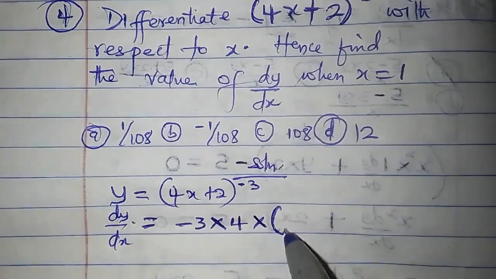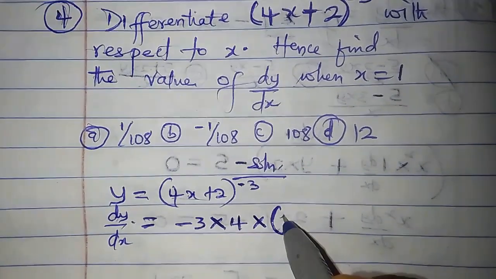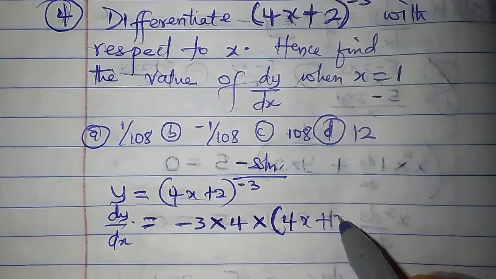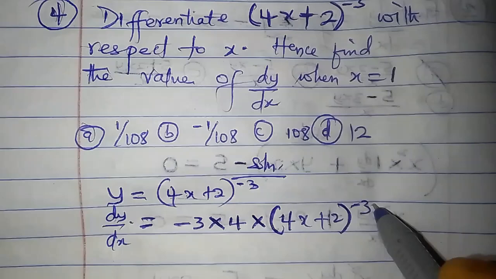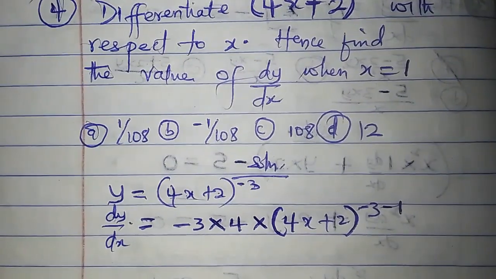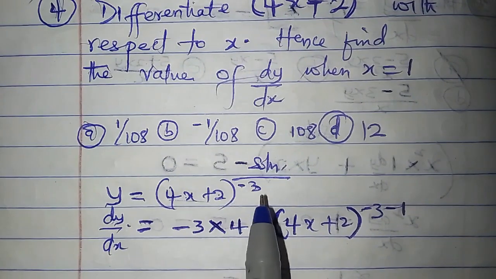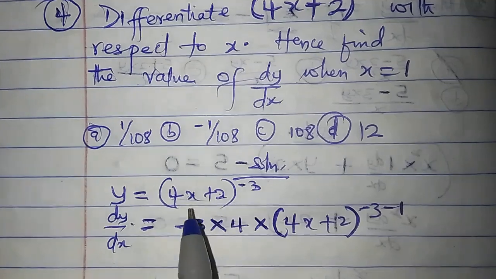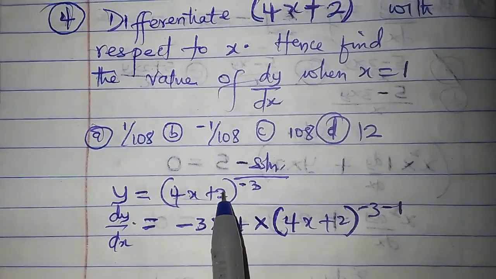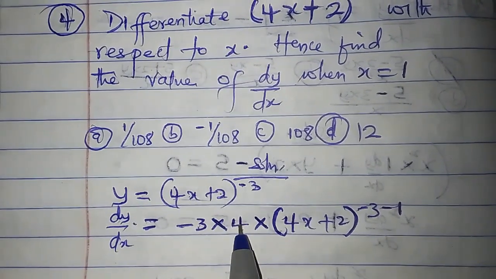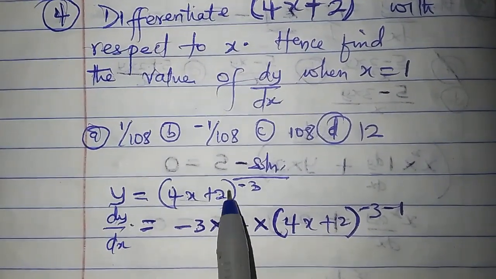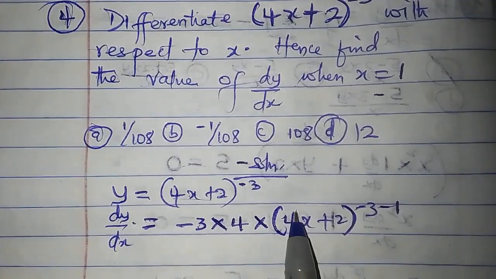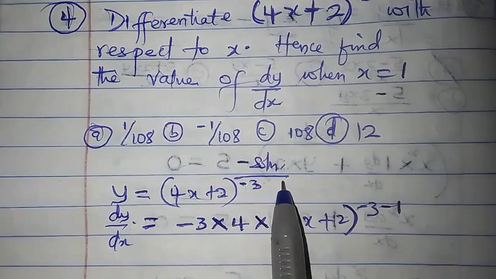Times. Now, let's write what is in the bracket again. 4x plus 2. There was the power there, minus 3. I will now subtract 1 from that power. I hope you understand this. First of all, write down the power. Then, what's the derivative of the inner function? Put it down. Let's multiply it now by what is written. Then, the function again, write it back. Then the power, subtract 1.